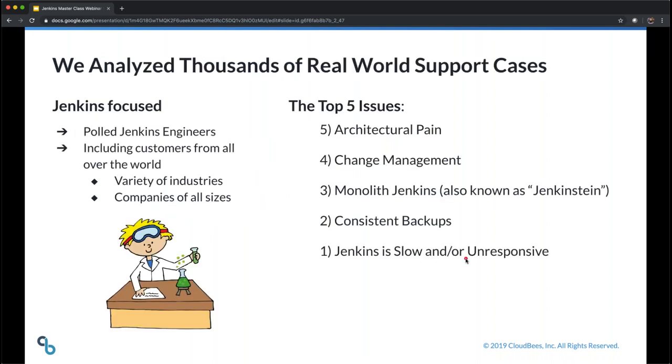So I want to walk through these next few slides with you. This was from a presentation that Parker and I just gave at Jenkins World in San Francisco. And we're also going to be giving it at Jenkins World Lisbon. So hopefully we'll see some of you there.